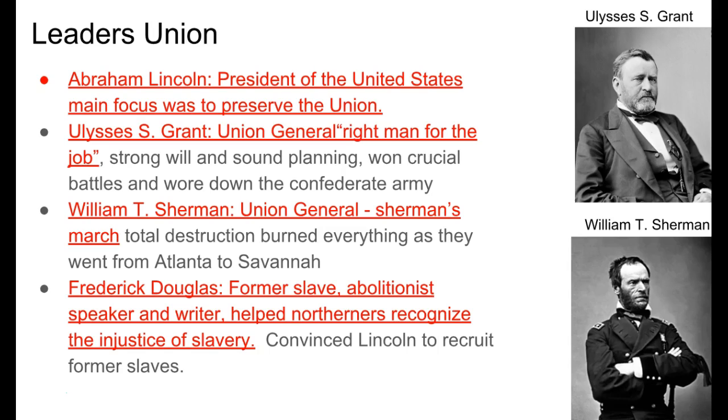Frederick Douglass, we talked about him in our last unit, but he was a former slave, abolitionist, speaker, and writer. He helped Northerners recognize the injustice of slavery because of his writing. He, like I said earlier, was the one that convinced Lincoln to recruit former slaves.